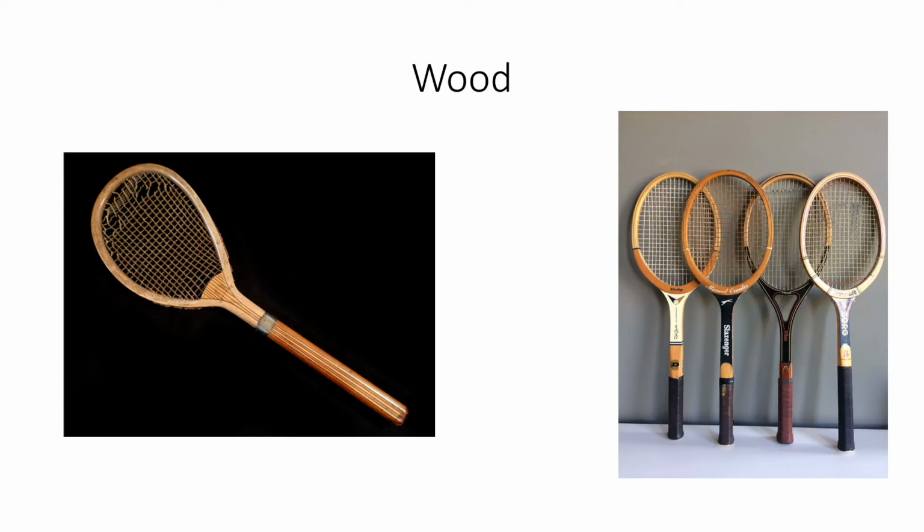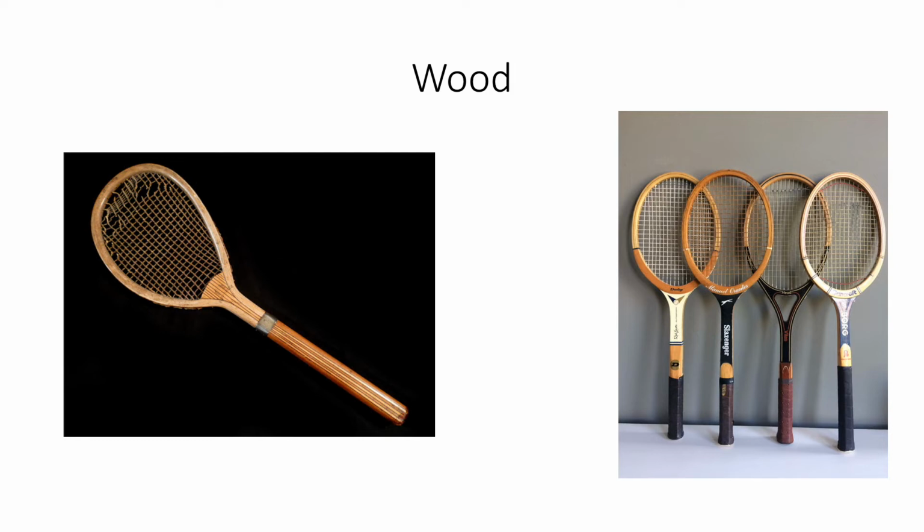Wood. The first tennis racket was made of wood. It was long and, needless to say, heavy, limiting the amount of power players could put into their shots. The head size was 67 square inches only, limiting the amount of surface that could make contact with the ball, which is called the sweet spot.